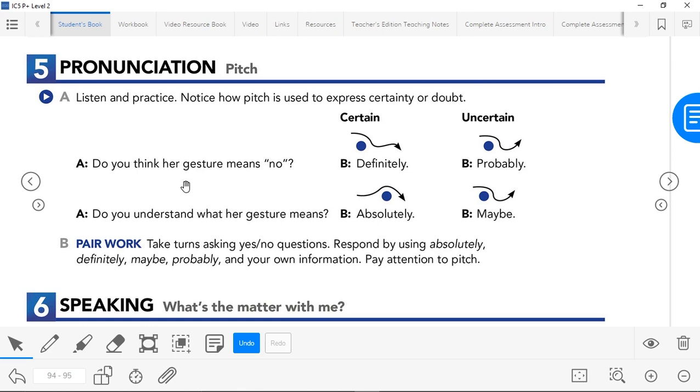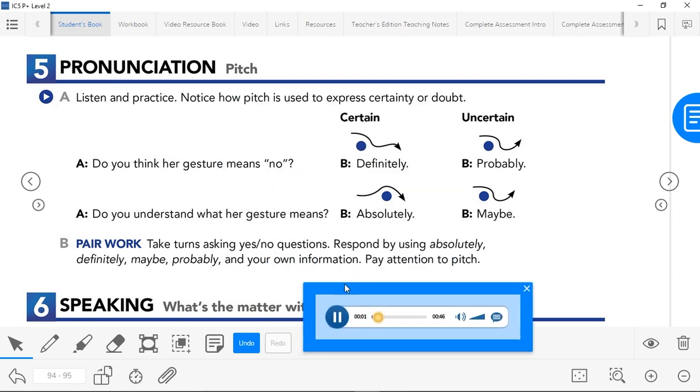We're gonna listen and practice and notice how pitch is used to express certainty or doubt. It's like you can say things in different ways in order to be certain or uncertain. But okay, let's listen, let's pay attention.